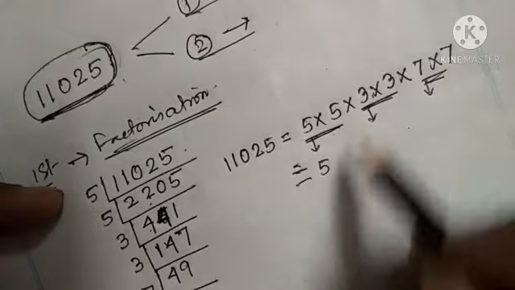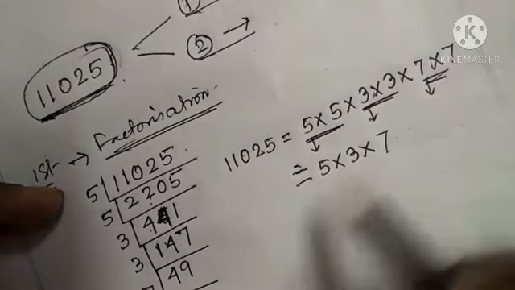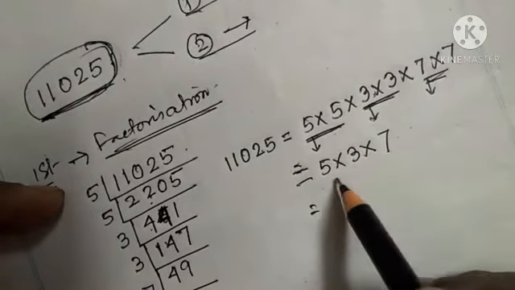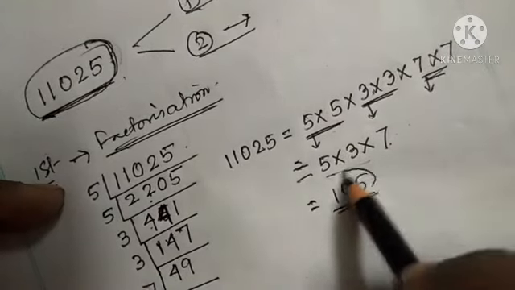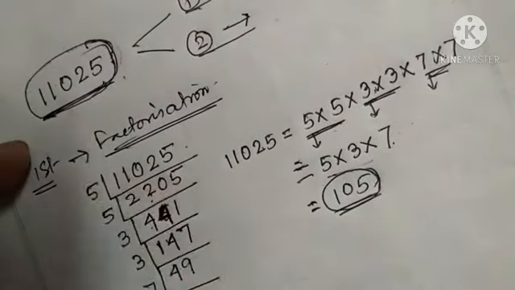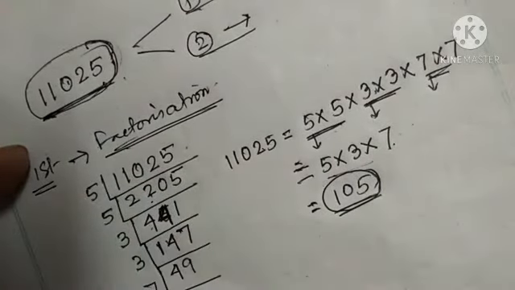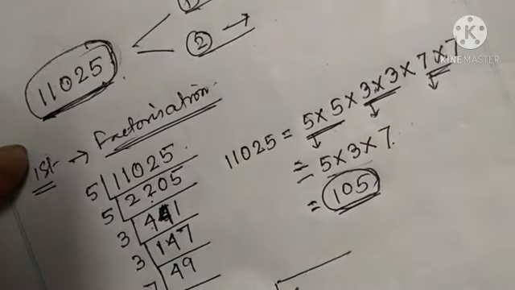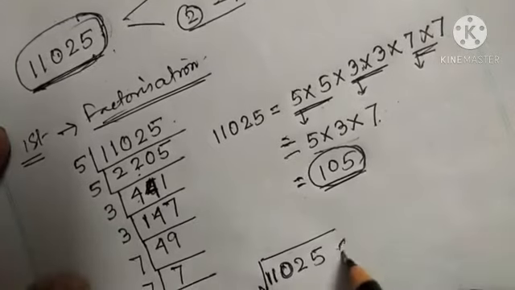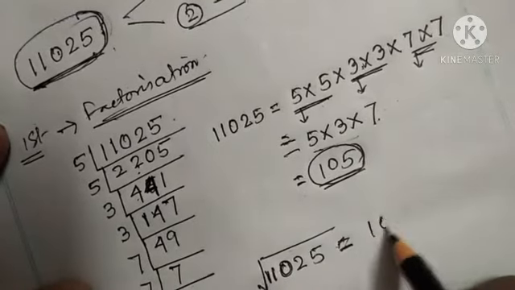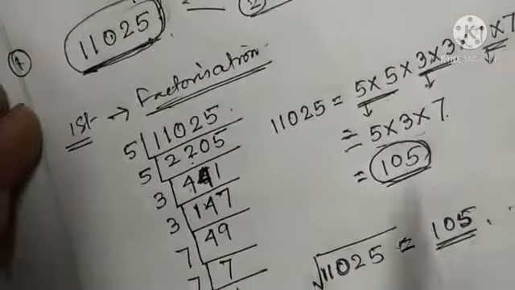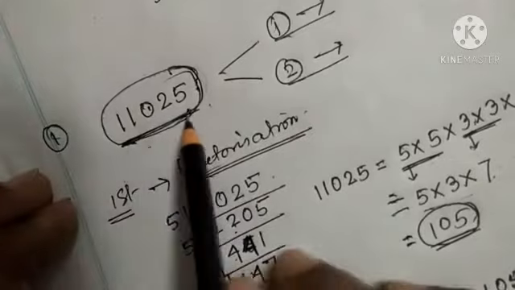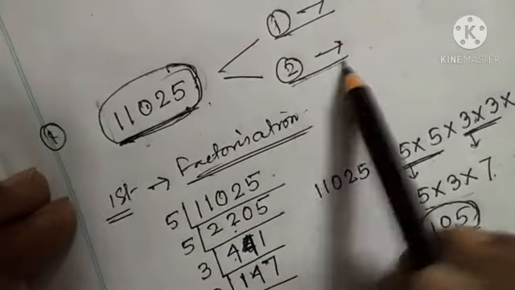5 into 3 into 7, 15 into 7, 105. Therefore 105 is the square root of 11025. Therefore root over 11025 is equal to 105. This is the answer. Okay. Now we can calculate the same number to find the square root by another process.